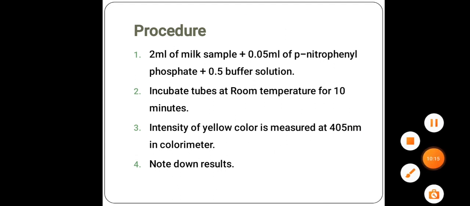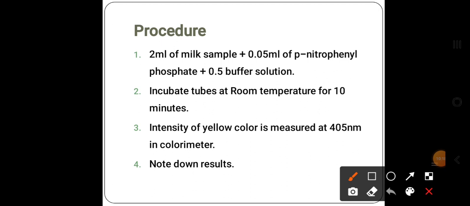Next, all three tubes are incubated at room temperature for 10 minutes. After the incubation, the intensity of the yellow color is measured at 405 nanometer in the colorimeter, and at the end we note down the results.